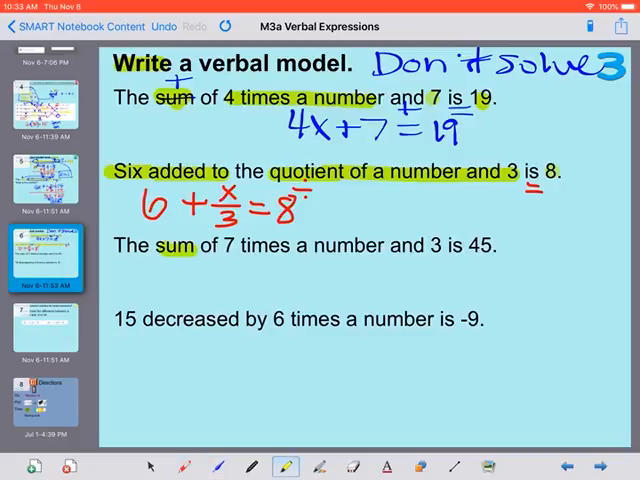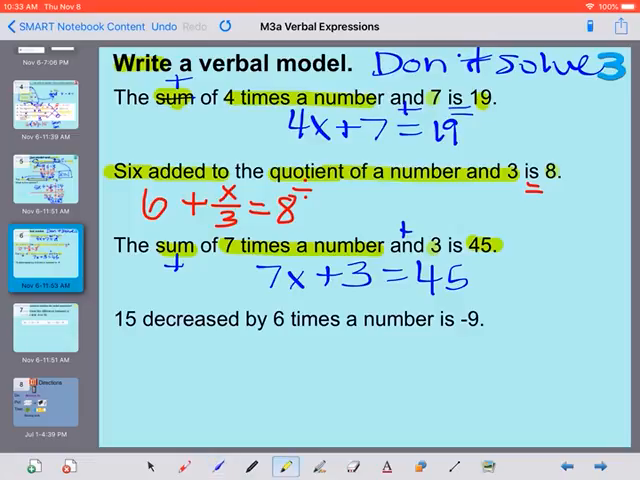Next, the sum of 7 times a number and 3 is 45. So sum is adding, we're putting that addition sign where it says and, that's what we're adding together. So we have 7 times the number and 3, plus 3 equal to 45.